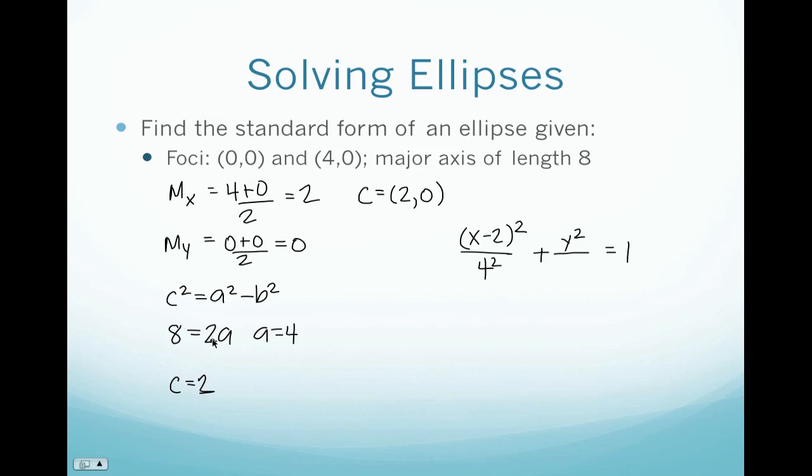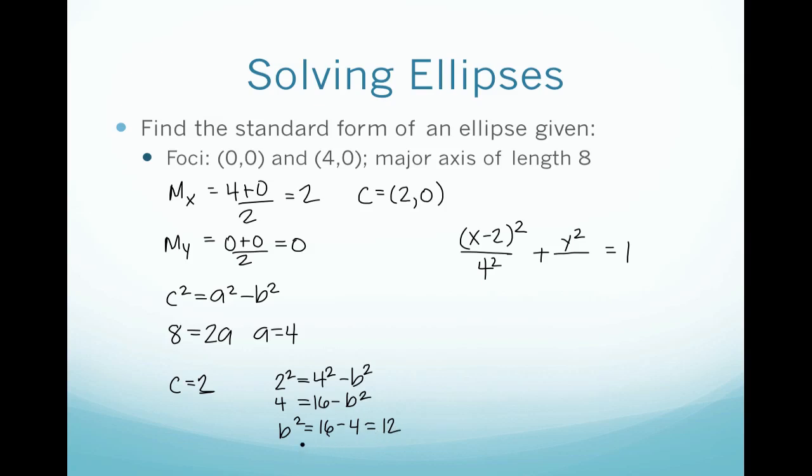So if we plug this information into our equation, we can now solve for b. We're going to get 2 squared equals 4 squared minus b squared. So that gives us 4 equals 16 minus b squared. And when we solve this, we end up with b squared equals 16 minus 4, which equals 12.